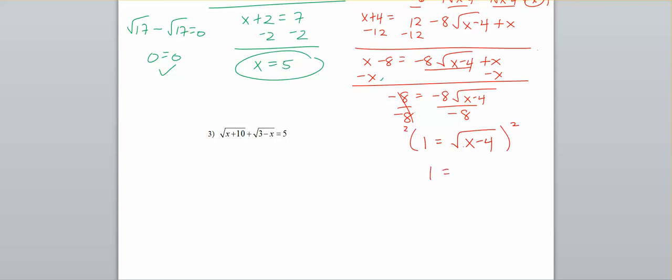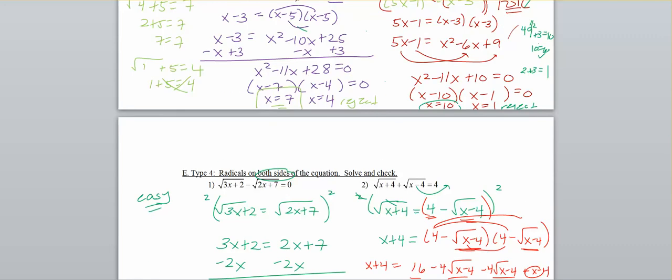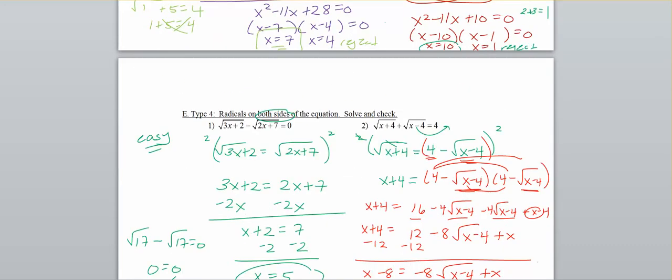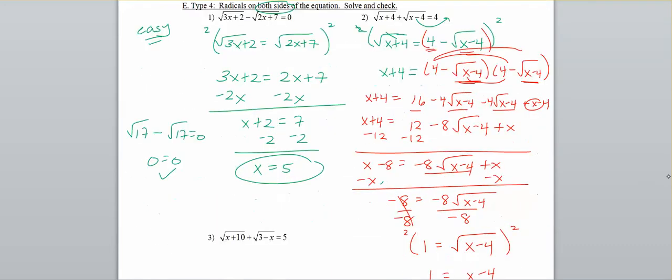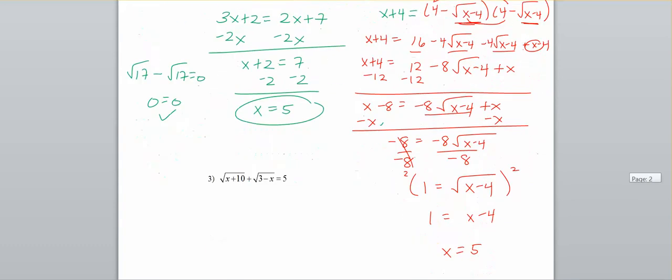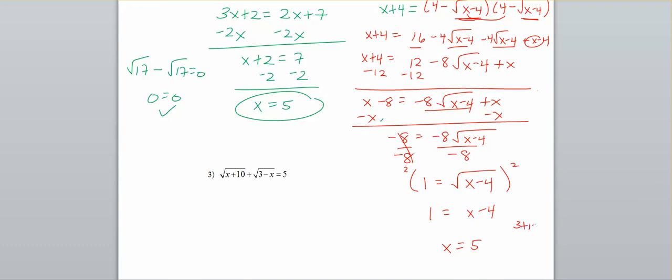X minus 4, the root of that squared is just x minus 4. So if I add over 4, my final answer will be 5. Okay. If you go to the very beginning and plug in 5, it looks like I'm going to have what? Square root of 9, which is 3, plus square root of 1, which is 1. Does 3 plus 1 equal 4? It does, so that's going to check out.